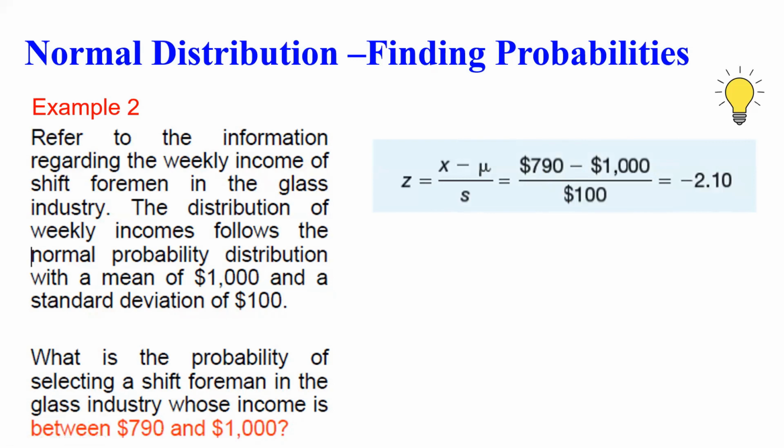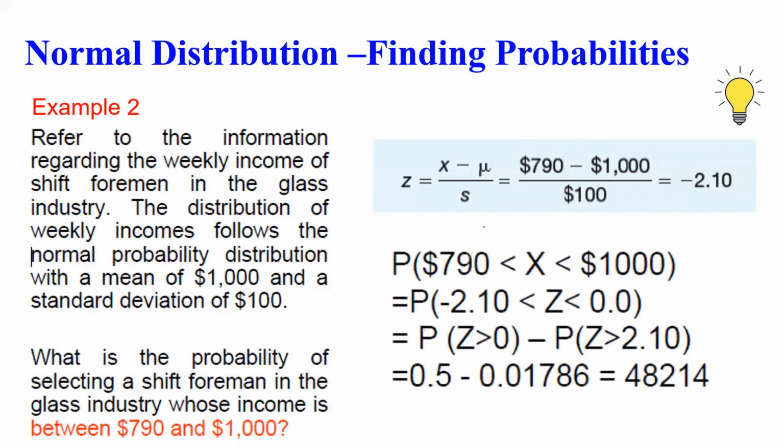Between $790 and $1,000. First of all, you need to check the value. 790 minus the mean value already given, 1,000, over the standard deviation 100, so you get minus 2.10. This is the calculation. So how are you going to carry this out in order to calculate it?